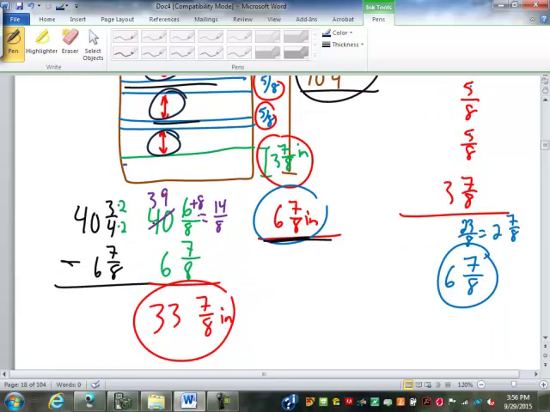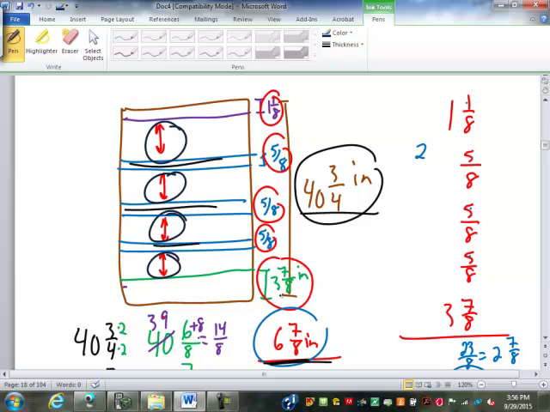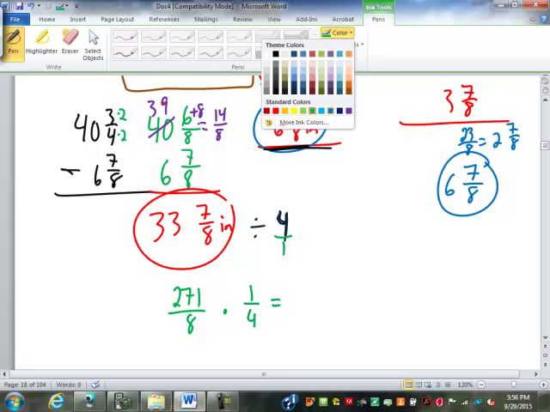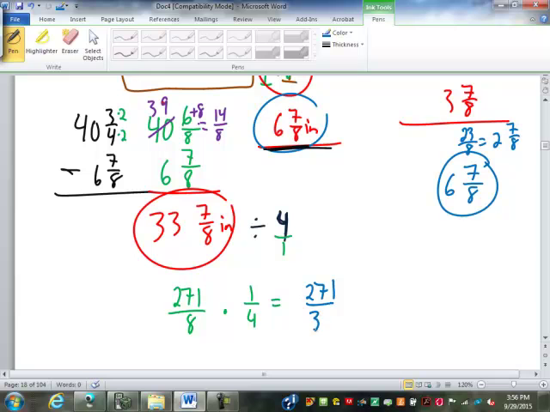So what are we going to do with that number to get how big each space is? How many spaces are there? There's 4 spaces. 3 shelves cut it into 4 equal spaces. That's where the picture becomes vital, because having the 3 shelves, you can see from the picture, it has to be 4 equal spaces. So we're going to divide by 4. So we got to change this into an improper fraction. 33 times 8 is 264. Plus 7 is 271 over 8. Divided by 4, we'll make that a 4 over 1, means times 1 over 4. So that's 271 over 32.